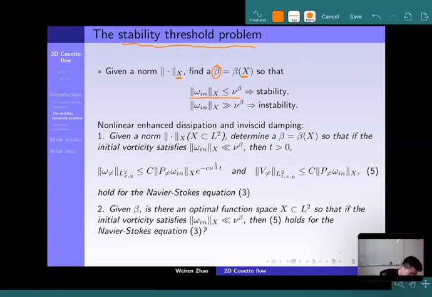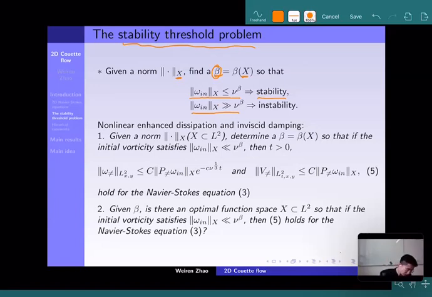So when the initial perturbation is smaller than nu to the beta, we can prove some stability result. And if the initial perturbation is much larger than this nu to the beta, it is instability. Then we say this beta is the stability threshold. Or sometimes they also refer to nu to the beta as the stability threshold, but let's think of these two things as the same.